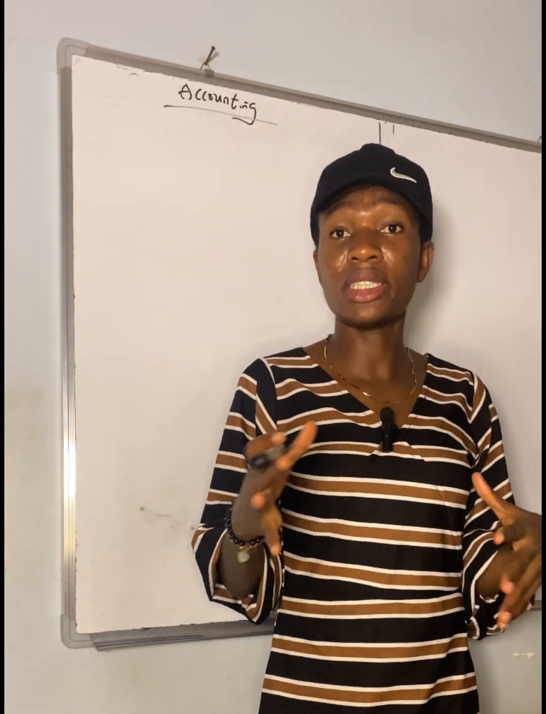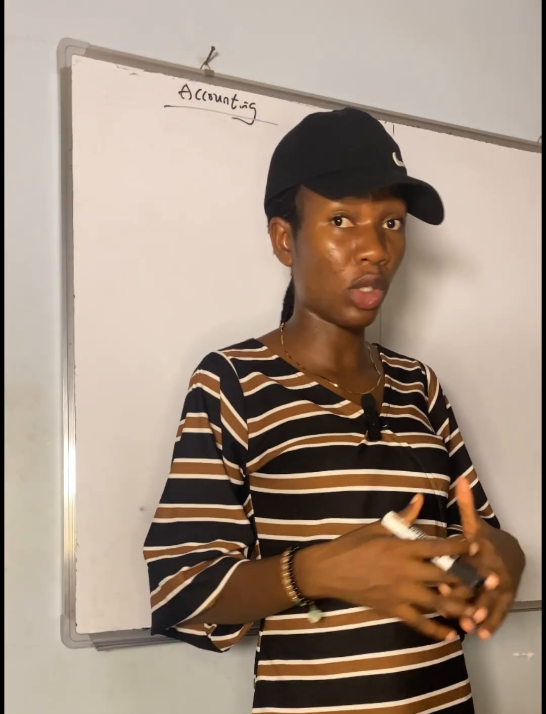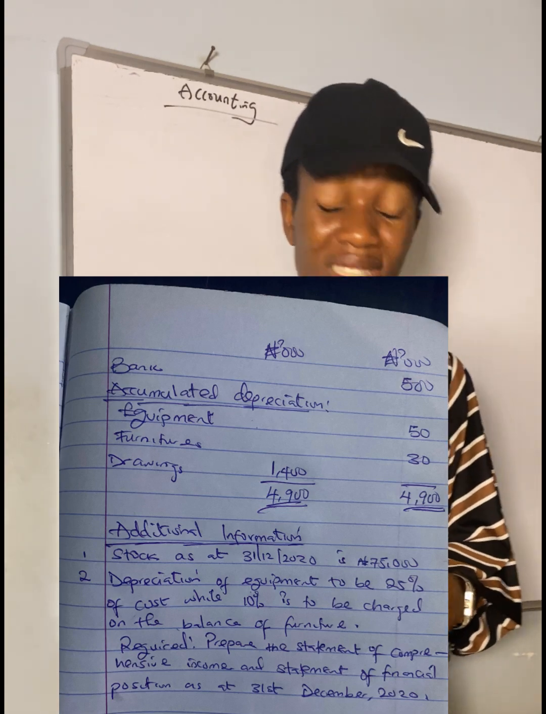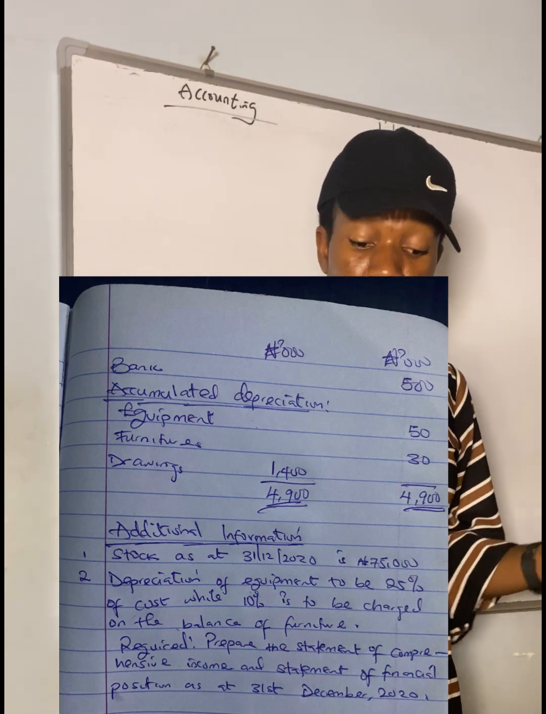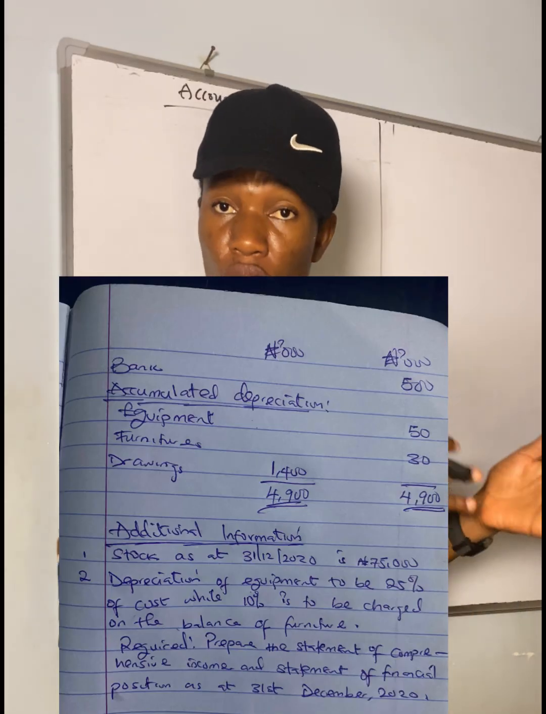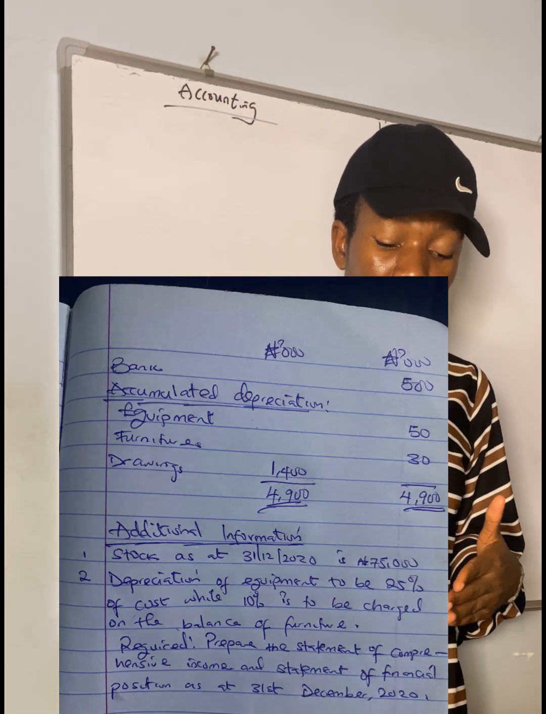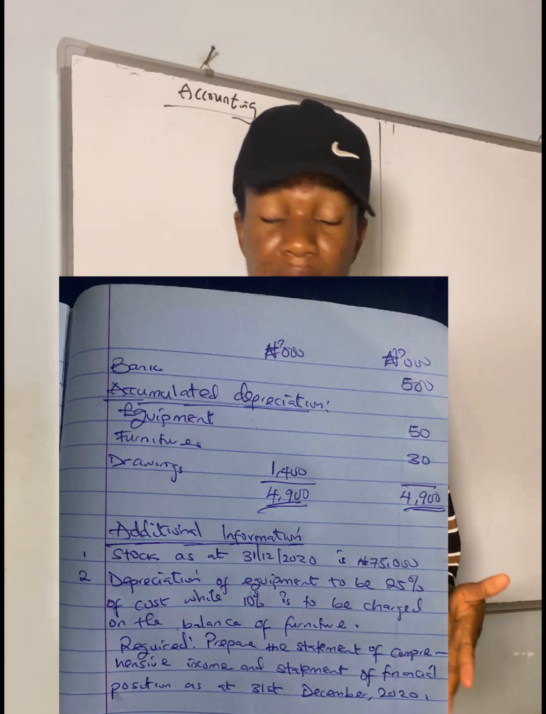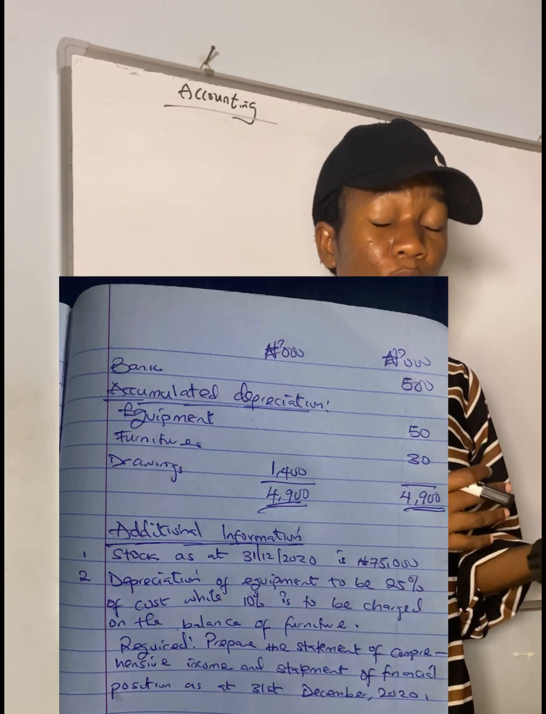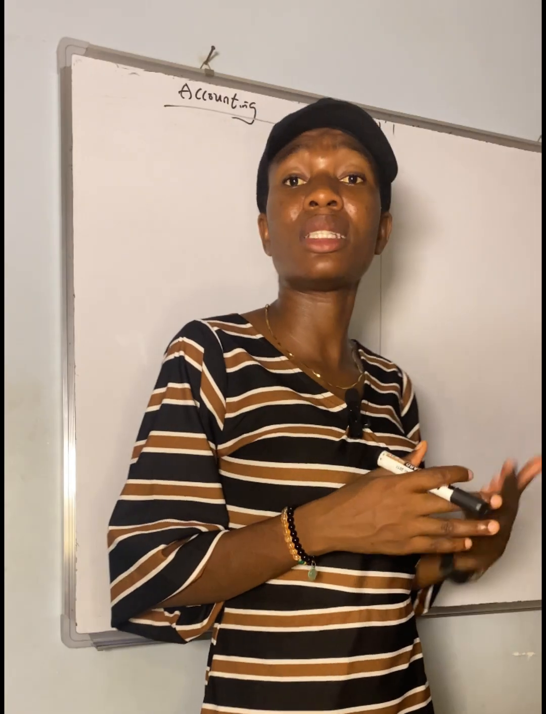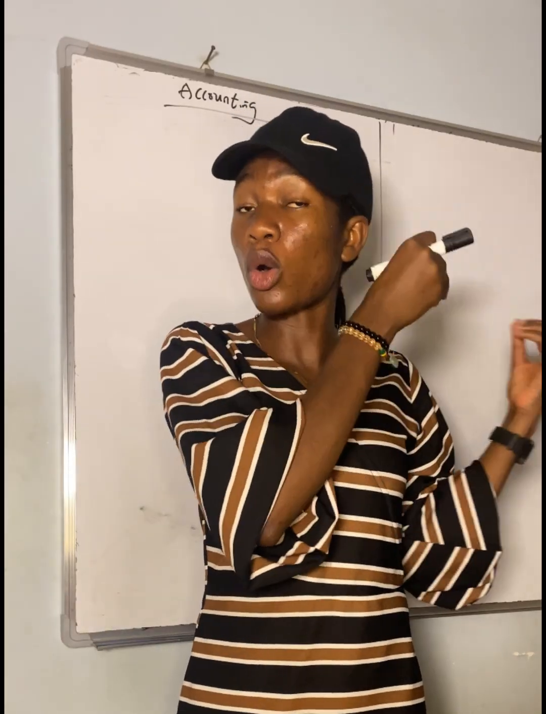Now, following the same question, we have read through the question. I'm just going to quickly highlight the additional information. We had our closing stock to be 75,000. We had depreciation of equipment to be 25% of cost, which I showed us how to do, and the one for furniture to be charged at 10% on the balance. We are asked to prepare the comprehensive income statement as well as the statement of financial position for the year ended. We've done the comprehensive income statement, and from there we're able to deduce that our net profit is 968,000.